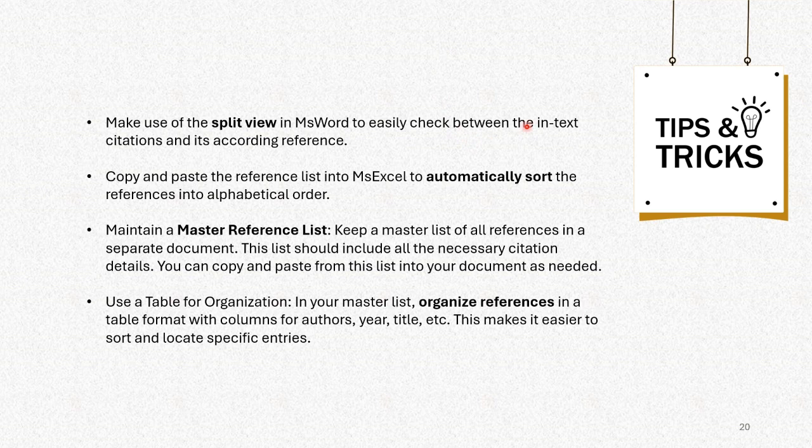Okay, finally, some tips and tricks on how to do reference. Okay, number one, you can use the split view in Microsoft Word to easily check between the in-text citations and their corresponding references. And then you can copy and paste the reference list into Microsoft Excel to automatically sort the references into alphabetical order.